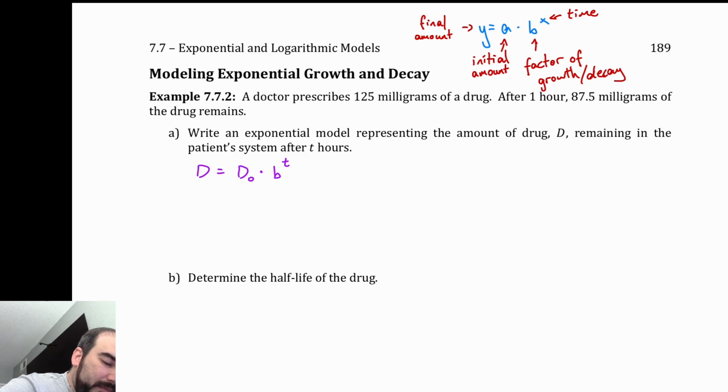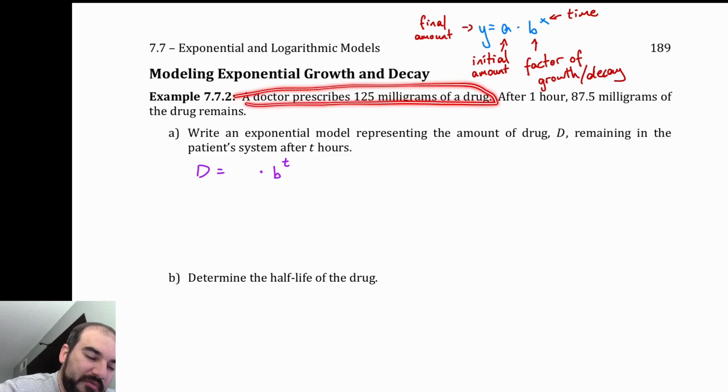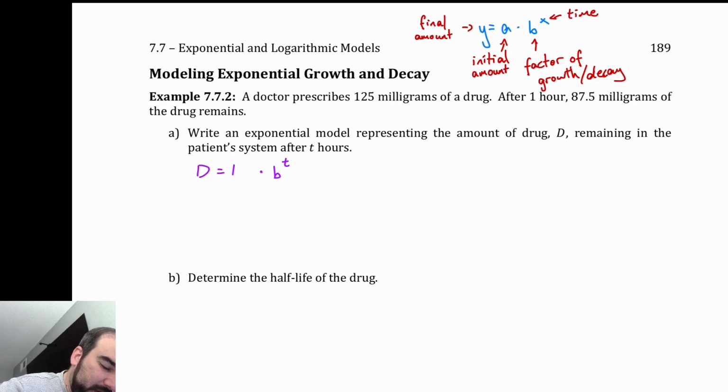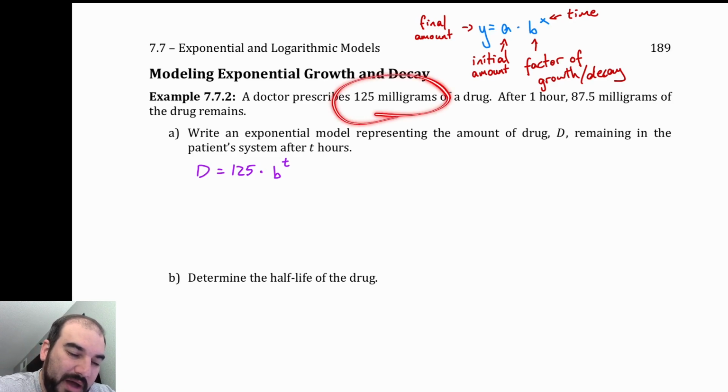So we can actually start filling in things that we know. Actually, we don't even need the D sub naught here. Let me erase this. Because the initial amount of the drug in the patient's system is fixed and given in the question, a doctor prescribes 125 milligrams of a drug, that means our starting amount is 125. So we can fill that in because we're not going to be doing any other starting amounts for this question. We may do different times and then we'll have different resulting final amounts, but the starting amount is fixed.